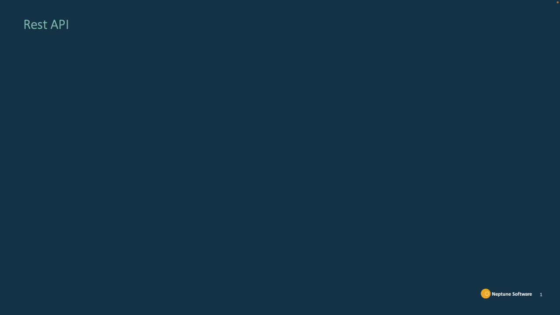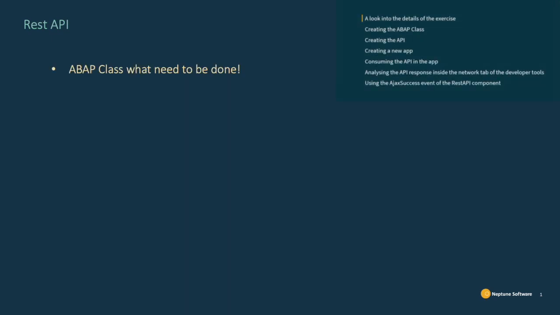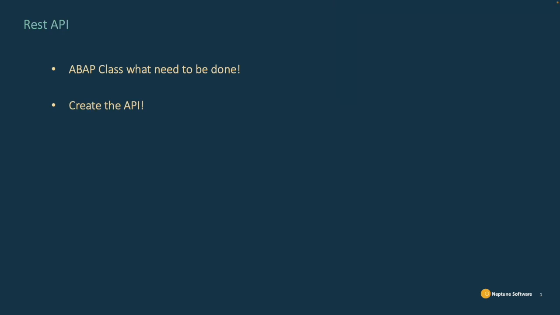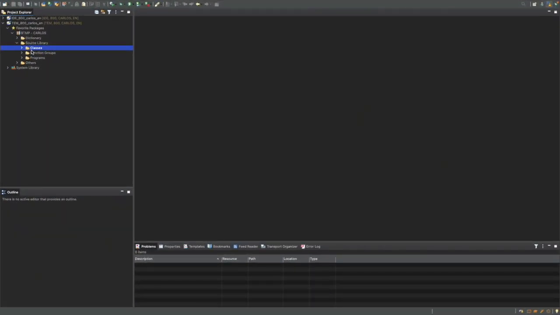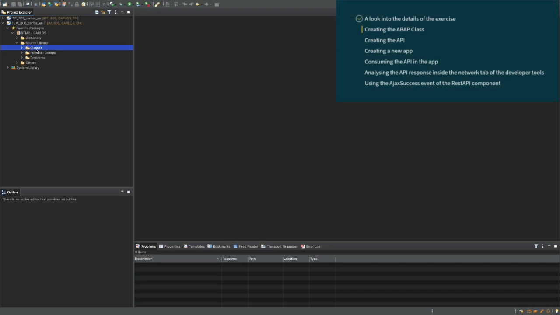In this one, we are going to learn how to create a REST API. Let's start by creating an ABAP class. Afterwards, we are going to create the API using that class, and in the end, we are going to consume the API in one application. The use of APIs is recommended due to the fact that it's easier to use and reuse the same API in different applications. So let's jump into Eclipse and start creating the ABAP class.